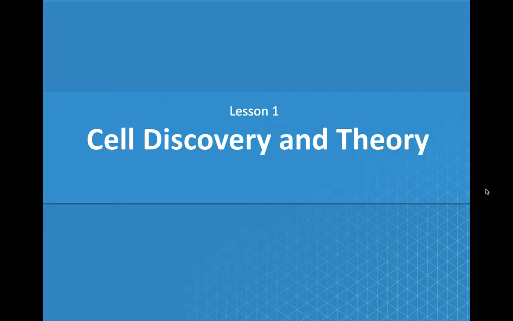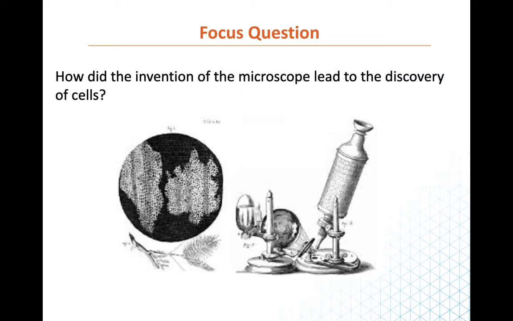Hey guys, so today we're going to start a new lesson, lesson 7.1, Cell Discovery and Theory. All right, so our focus question is, how did the invention of the microscope lead to discovery of cells? So our basic idea of this lesson is we're going to be talking about different types of microscopes and different parts of cell theory, meaning like how did we discover cells and how do we define a cell and what different types of cells are there?